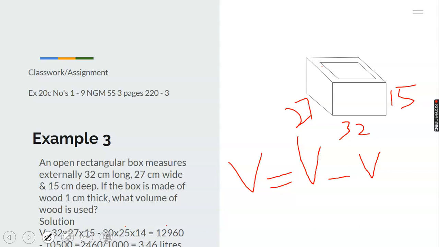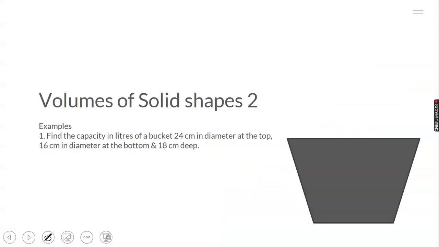So this is the first part of the lesson. We now move to the second part, that is volumes of solid shapes. Those solid shapes are not prisms. They include a cone, pyramid, and compound shapes. That's a combination of shapes.